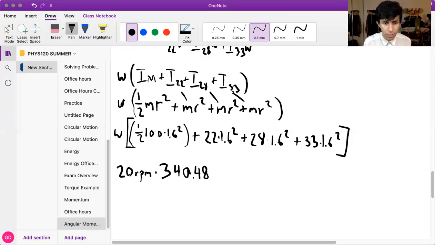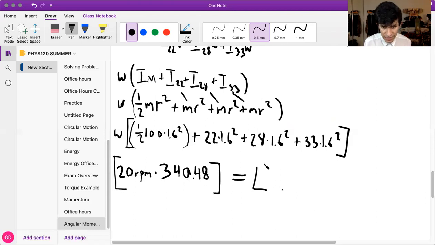Okay. So 20 RPM times 340, and all of this is inertia. You're just adding it up. So this is the total inertia for the first case, before that one person comes in. So now we have this, that has to equal the angular momentum of the second case, prime. So now let's get onto that one.